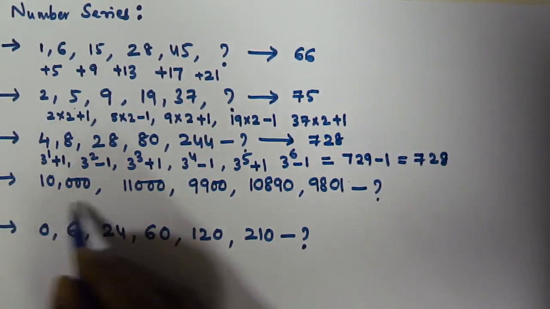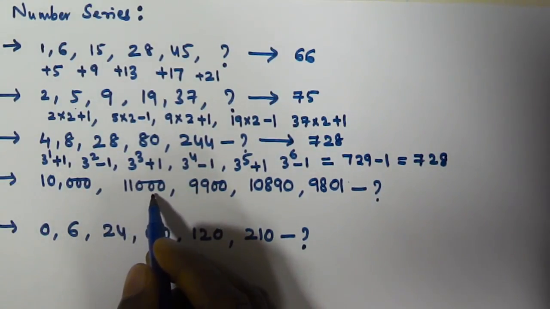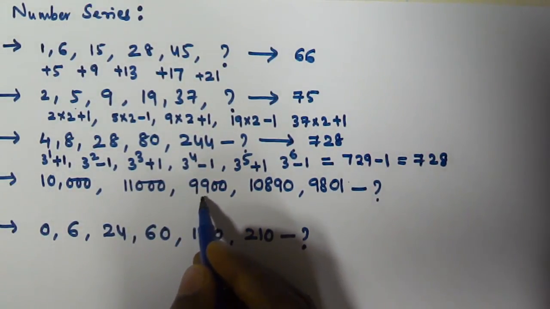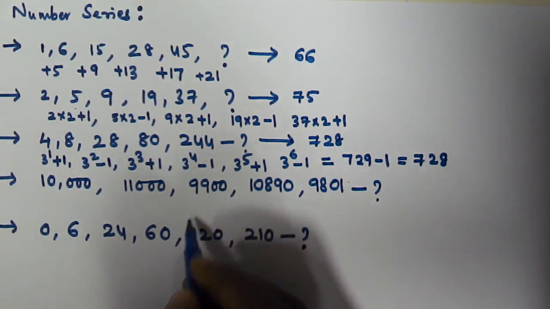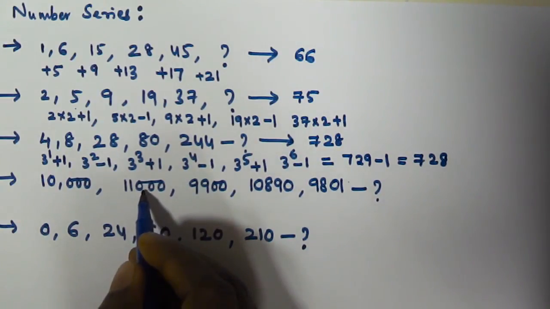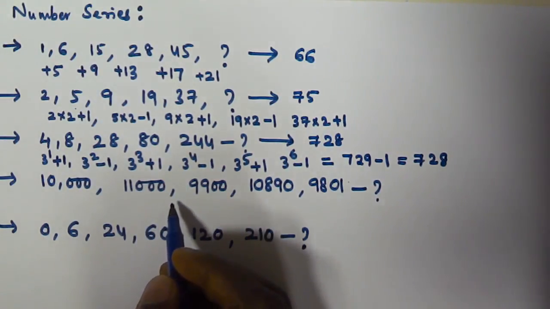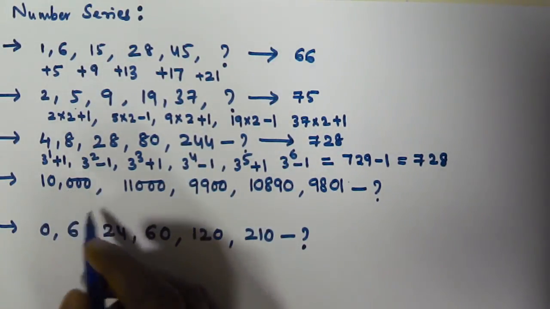Okay. So here we got 10,000 and next 11,000. Okay. And then we got again 9,900. So if you observe here, the difference between 10,000 and 11,000 is how much? 1,000. Okay. So 1,000 is how much percentage of 10,000? So that is 10 percentage.